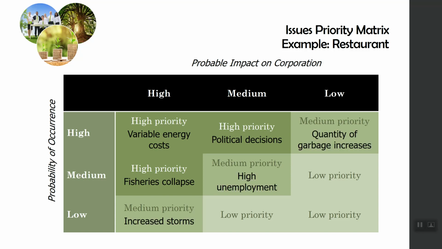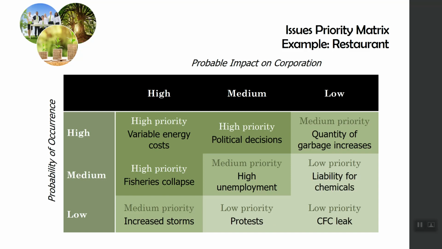Medium priority issues could be increased storms, high unemployment affecting people going out to dinner, or quantities of garbage that are constantly on the increase. For medium priority issues, the business needs to develop emergency or contingency checklists that they will pull out, for example, when hurricanes approach. Scenario planning can be another way to help with this. Also, the business may benefit from having insurance, like hurricane insurance.